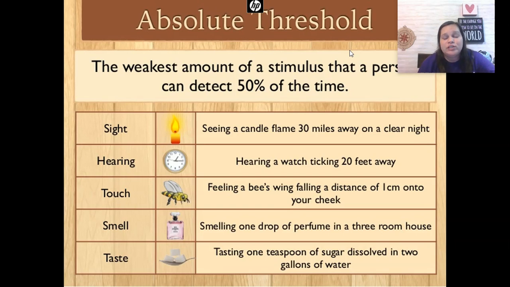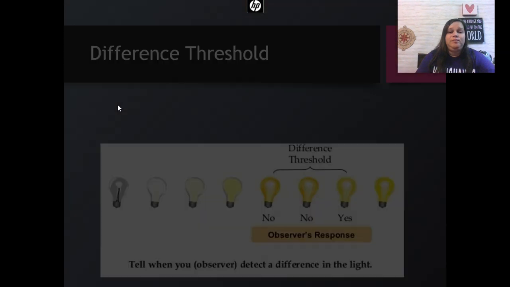I feel like we need to operationally define what kind of perfume and how big this three-room house is. And then taste. This one will be a tough one for me. Tasting 1 teaspoon of sugar dissolved in 2 gallons of water. So again, these are a minimum amount. What is the very smallest of a stimulus that you could detect half the time?